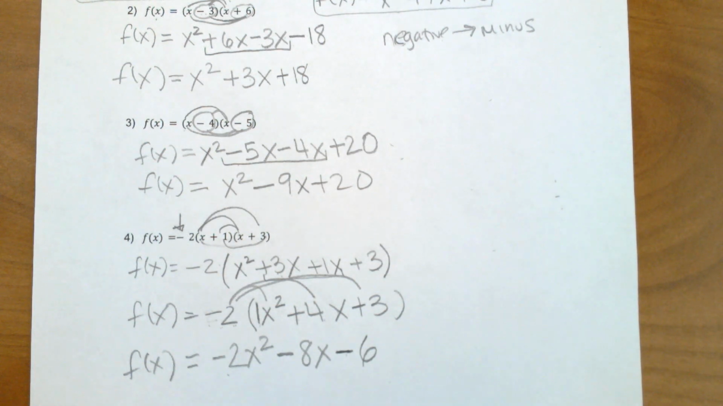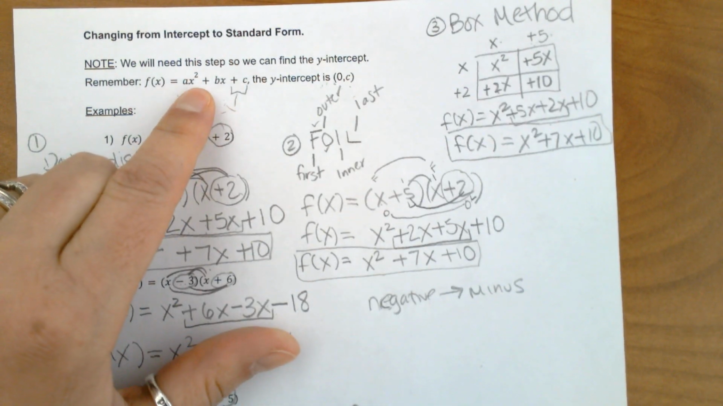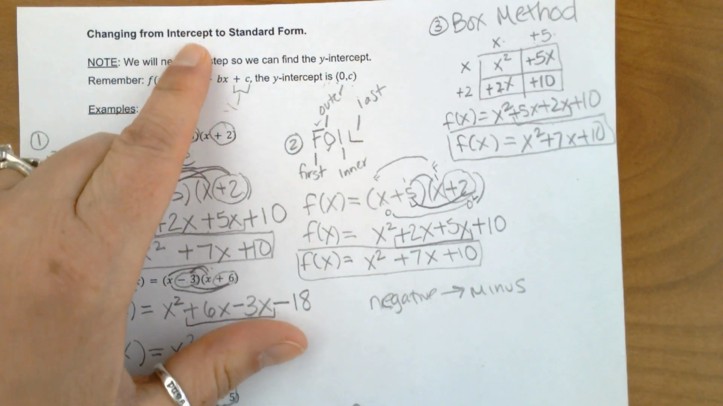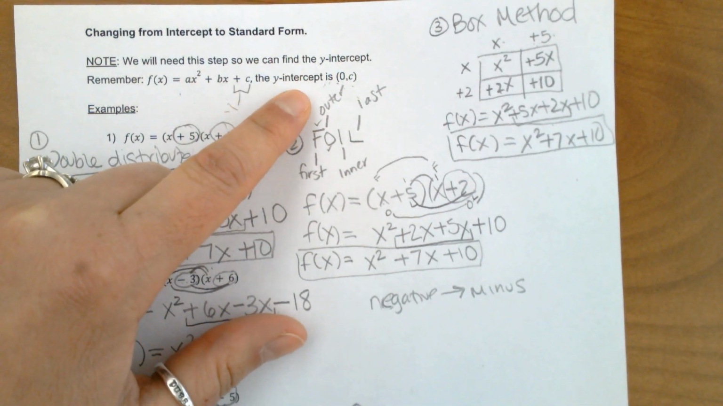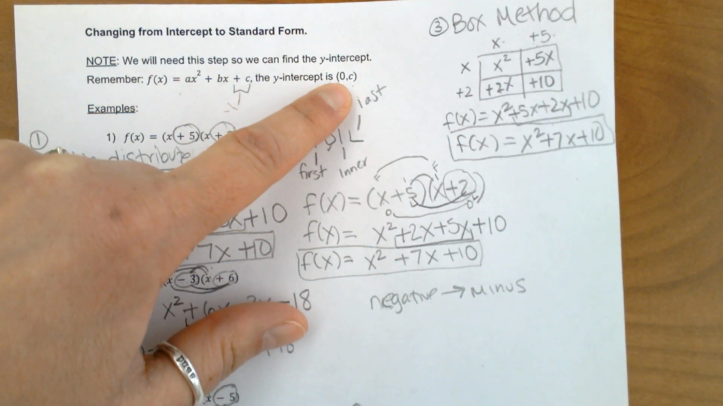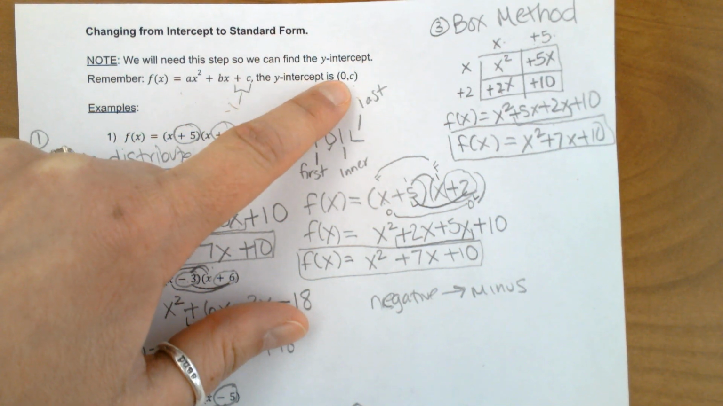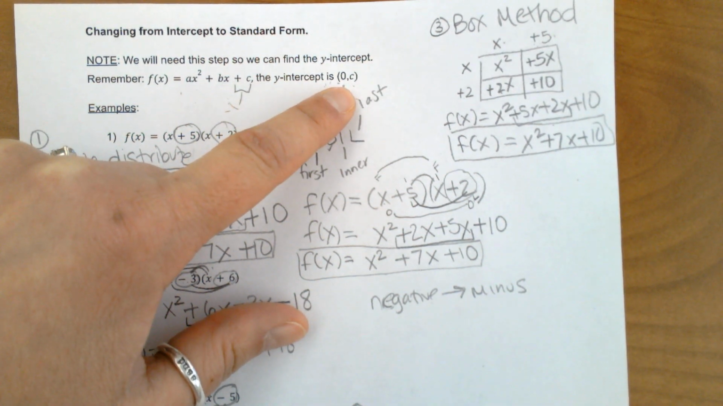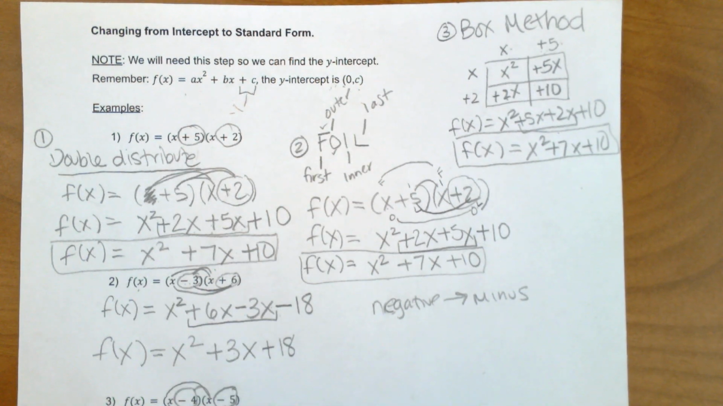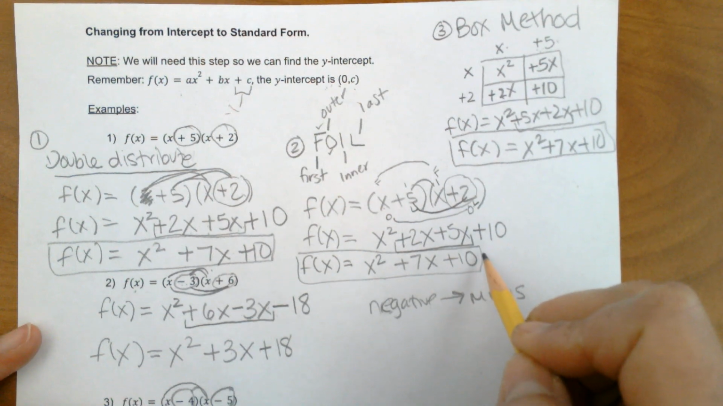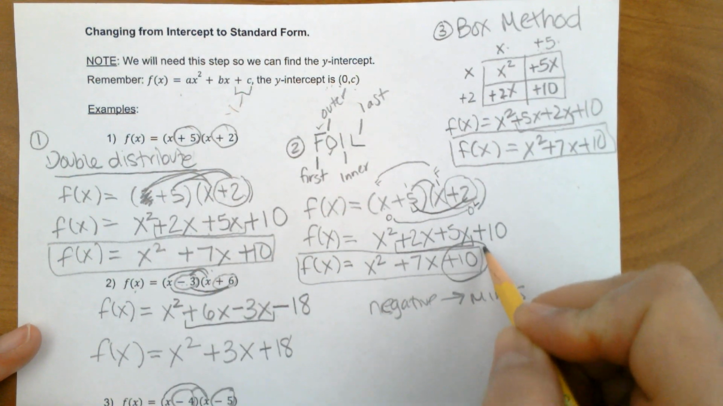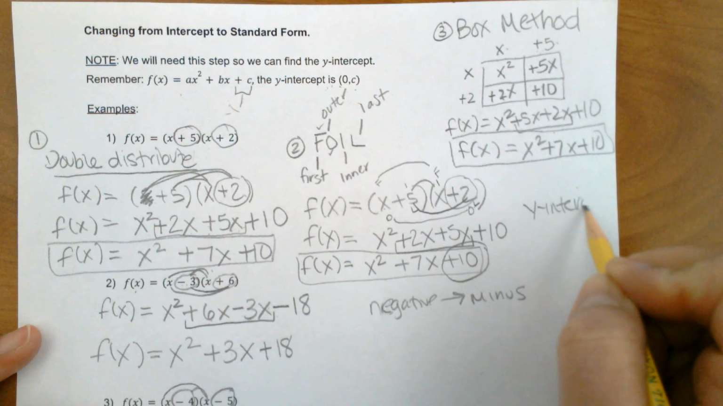Okay, now we have another job to do. That was multiplying. Why did we multiply? Because we wanted to find the y-intercept. So we first said, let's multiply so that we can get from intercept form to standard form. Now we can write down our y-intercept because that's just that last term, the c. It's the last term. It's the term without the x. There's no x next to c.